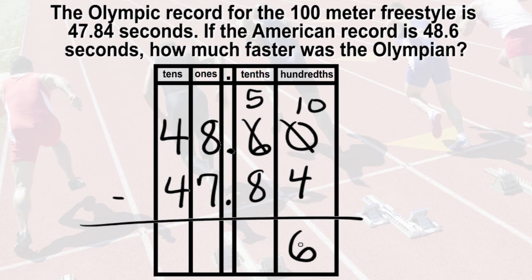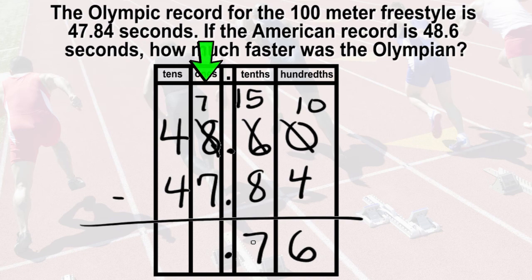5/10 is not enough to take away 8/10, so we need to regroup a whole. If I regroup a whole, that will leave me with 7 ones. And that 1 that we regrouped will be 10/10. 10/10 and the 5/10 is 15/10. 15/10 minus 8/10 is 7/10.